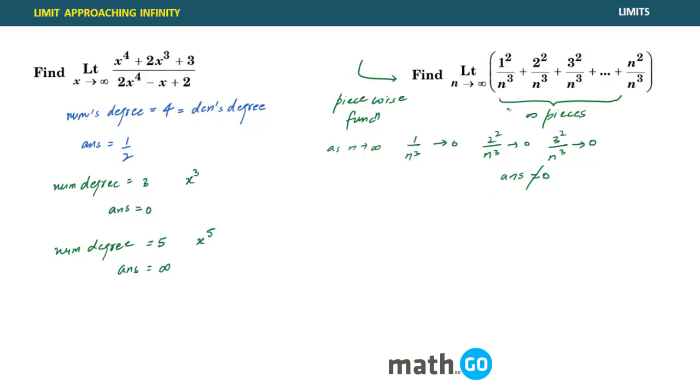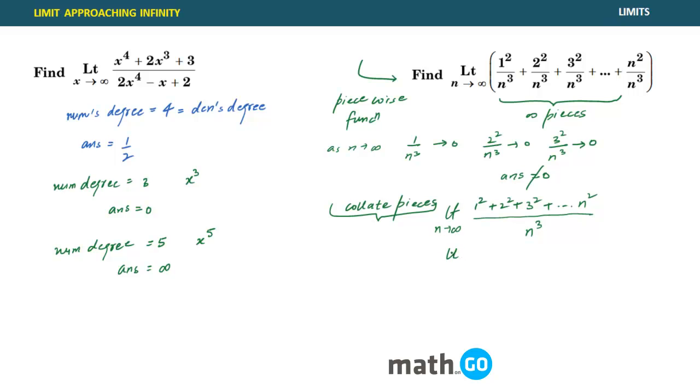Rather, first of all, try to get to a particular term. So collate the pieces. There are infinite pieces, so try to form a collection of them by applying a formula. How can we do so? You can write this as 1 square, 2 square, 3 square up till n square. The LCM for all of them is the same, right? This becomes n cube, and this is the limit as n approaches infinity.